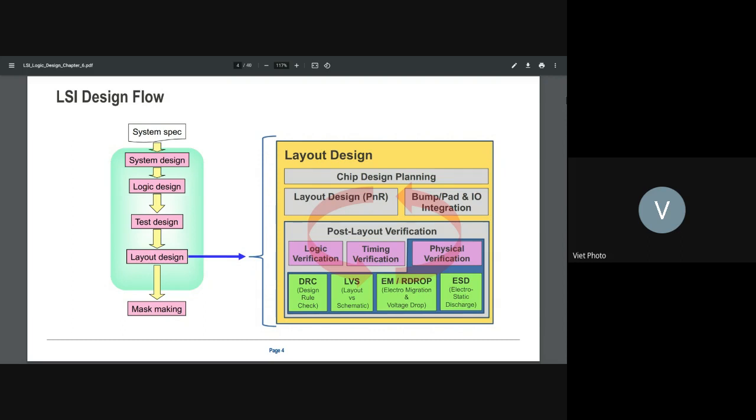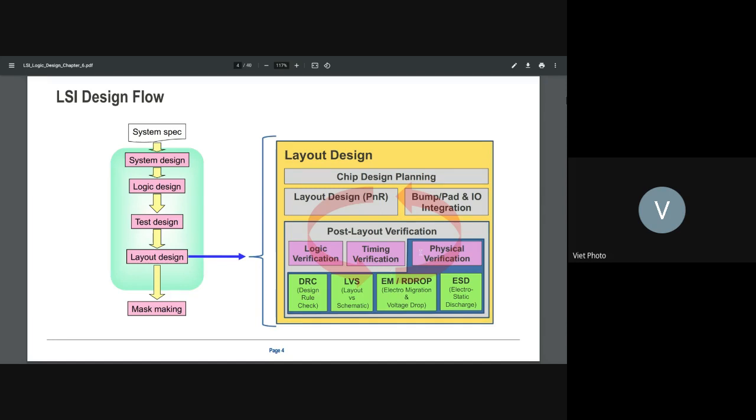The layout then will be made into masks and sent to the foundry to make the chip. So there will be verification on the layout. You see layout versus schematic, which converts the layout into a schematic and then compares that with the netlist. So it's that sort of verification too, but physical verification basically is this one.